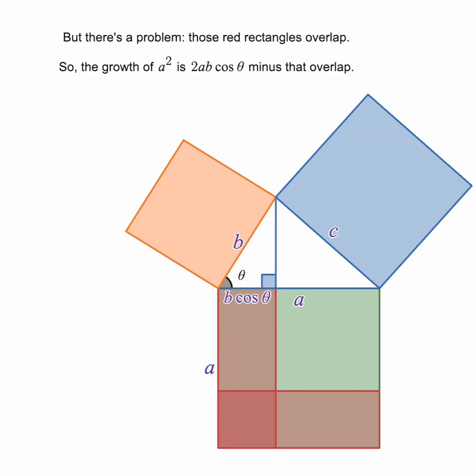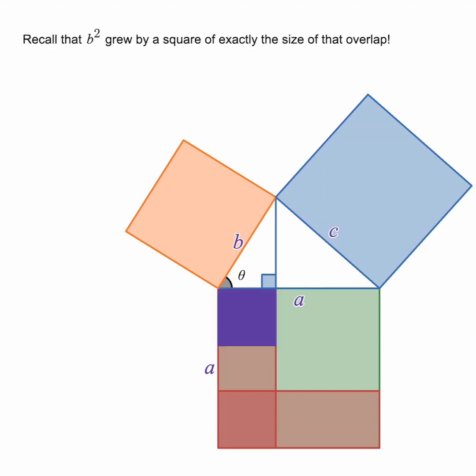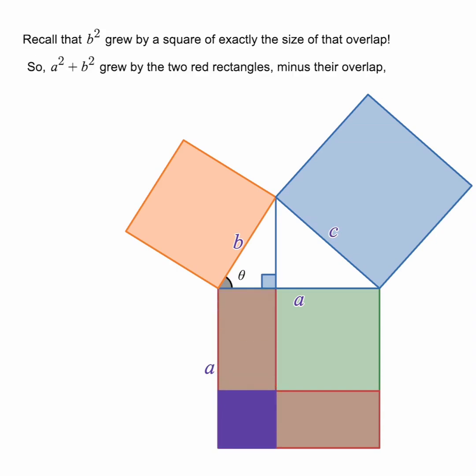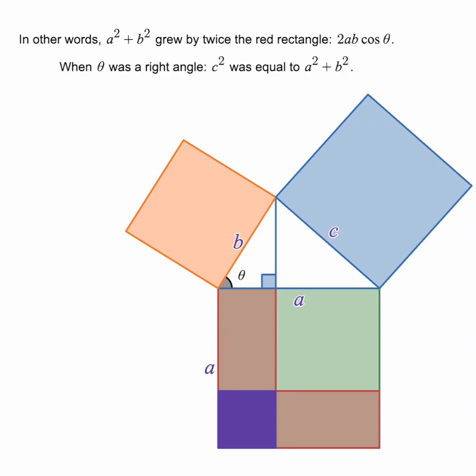But wait a minute. That's just looking at how much a squared grew. But we want to know how much a squared plus b squared grew. And b squared grew, remember, by that purple square, which is exactly the same size as that overlap. There it is, right? So if you want to say how much did a squared plus b squared grow, it grew by these two rectangles, which are just ab cos theta, minus the overlap, plus how much b squared grew, which is that overlap. Okay, so when you put that all together, you get that a squared plus b squared did grow by exactly twice the amount of this red rectangle, 2ab cos theta.